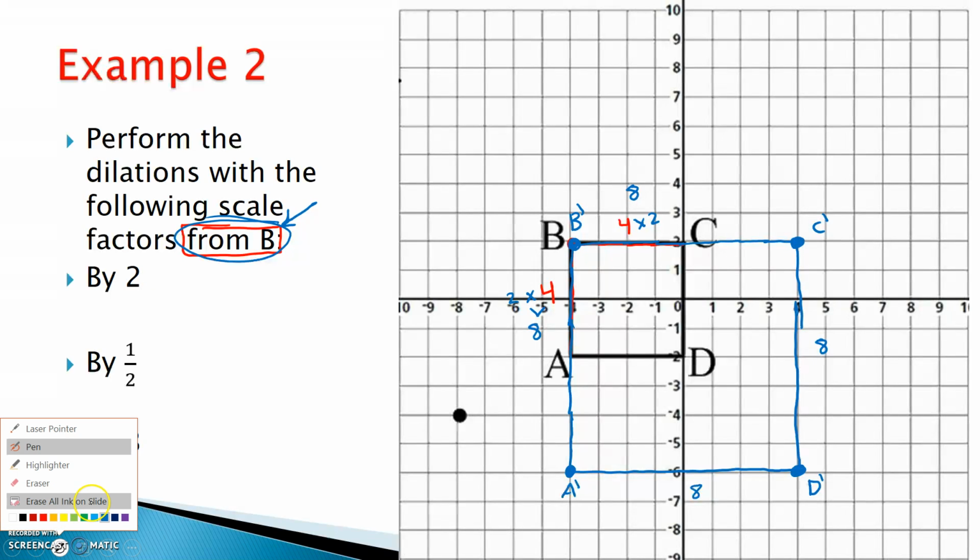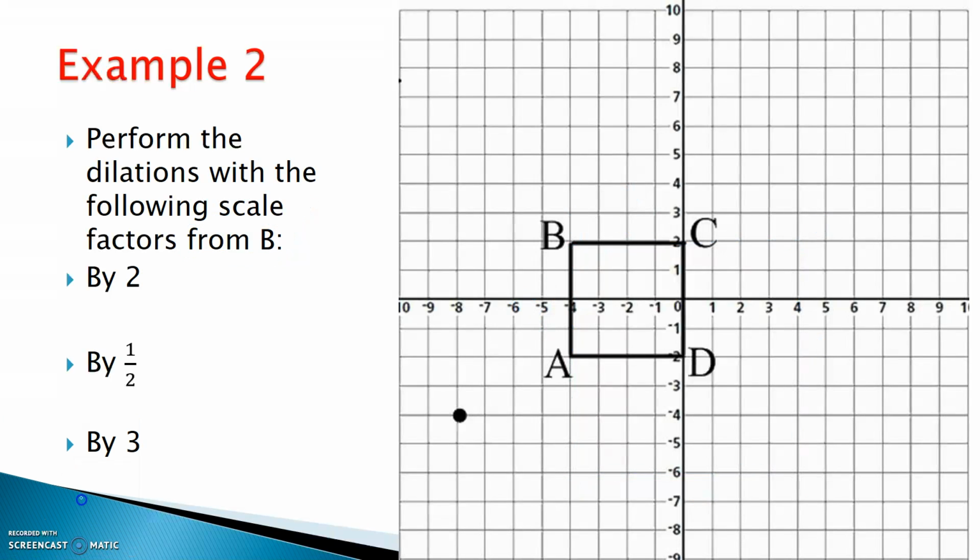Let me see if I can erase everything. Okay, now let's try this exact same thing, but let's do it from point B, and let's do it by a scale factor of half. So again, because it's half, I know that's not going to be an enlargement. It's actually going to be a shrink, or what we call a reduction. Again, B is still going to be my anchor point. It's still a 4 by 4.